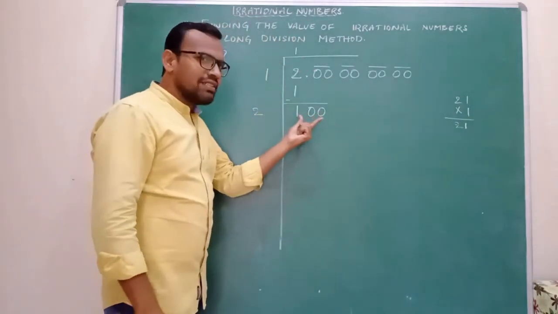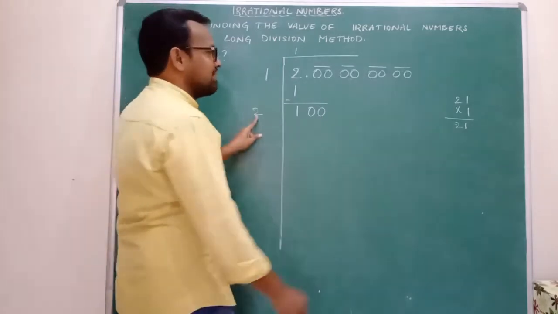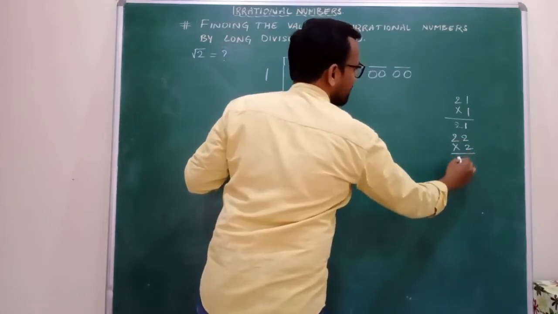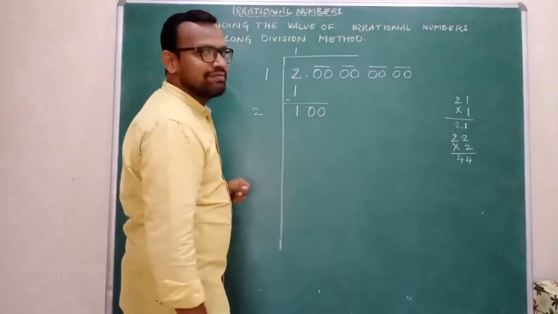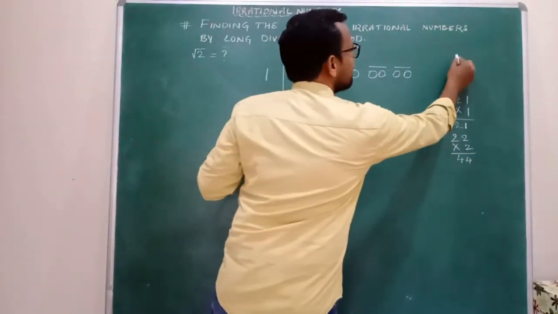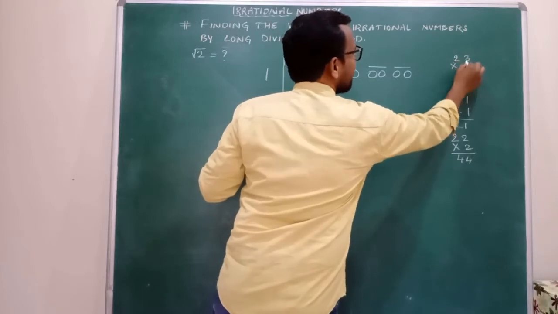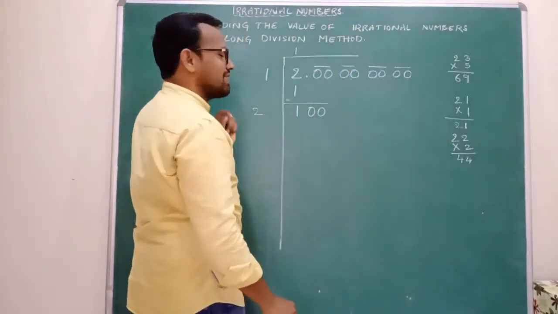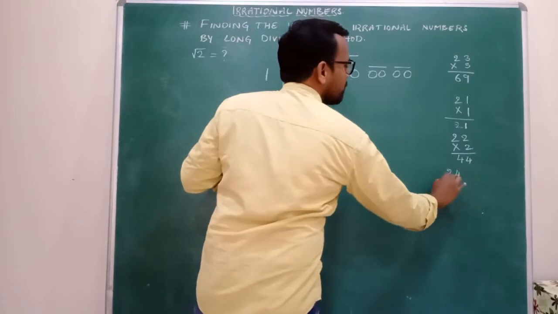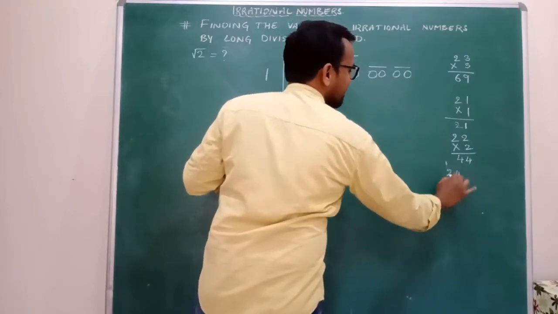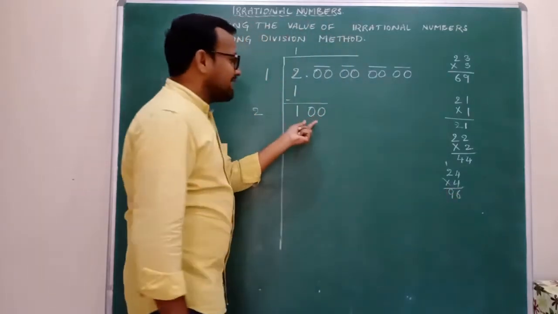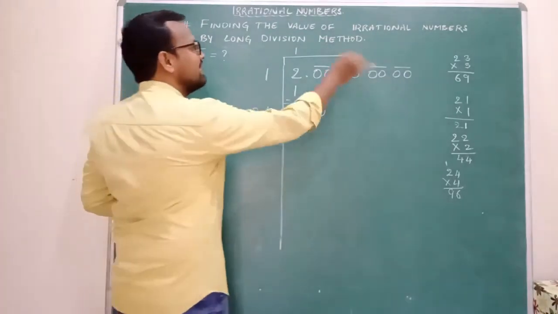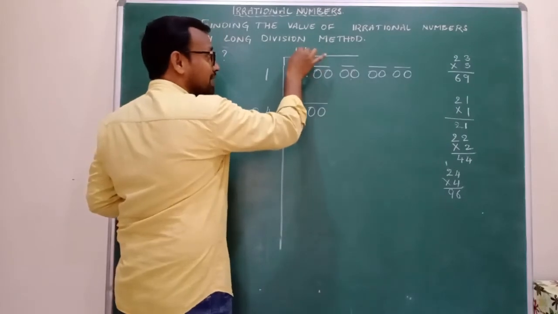Is 21 nearer to 100? No. Then, after 2, take 2 and multiply by 2. 22 twos are 44. Is it nearer? No. Or after 2, take 3 and multiply by 3. 3 threes are 9, 3 twos are 6, 69. Now, once again, after 2, take 4 and multiply by 4. 4 fours are 16, 4 twos are 8 plus 1, 9, 96. I think it is very near 100. Yes. So, let me take 4 here and 4 here also. But the decimal is there, so keep a decimal point.